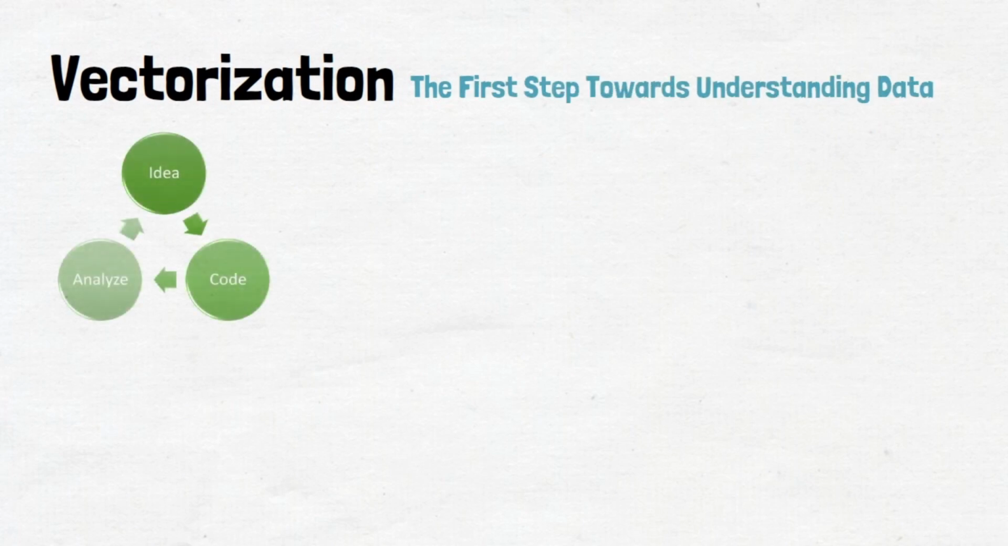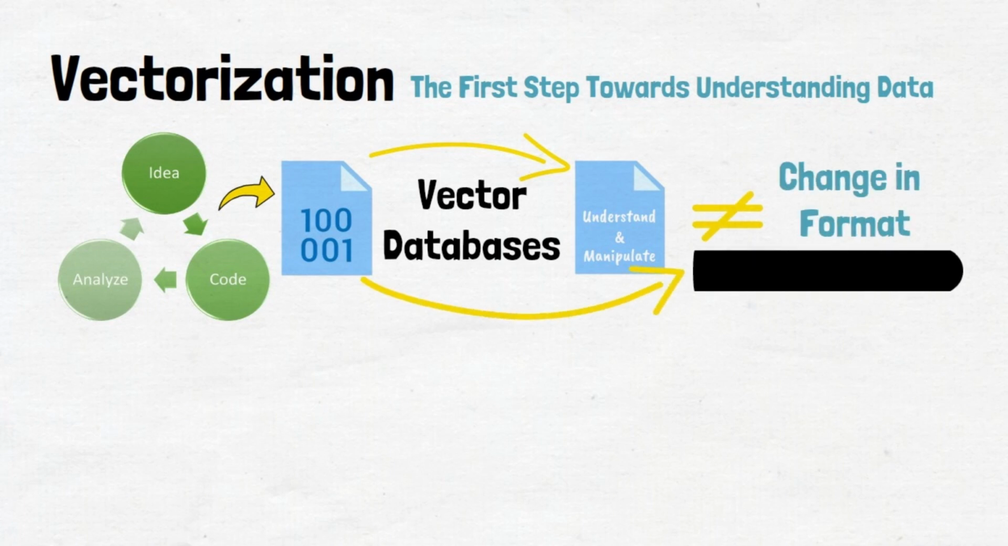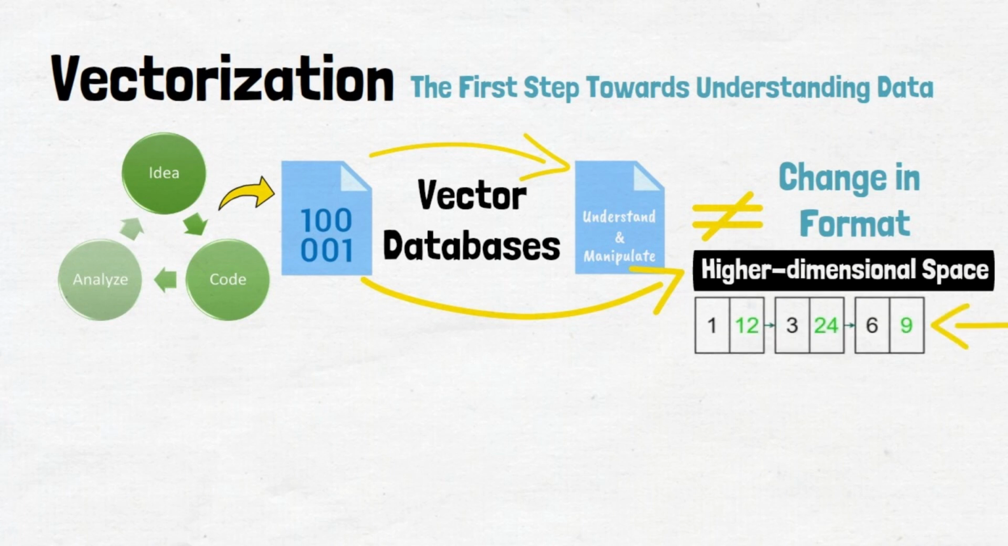Vectorization, the first step towards understanding data. Vectorization is the transformative process that converts raw data into a format that vector databases can understand and manipulate: vectors. This conversion is not merely a change in format, but an elevation of the data into a higher dimensional space where its essence is captured in a dense numerical form.